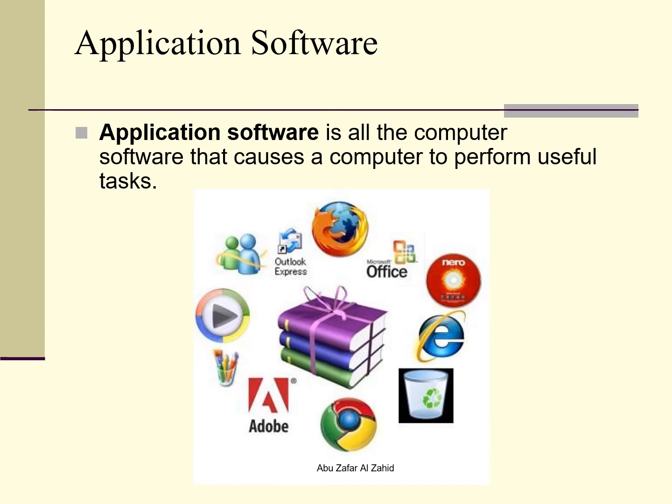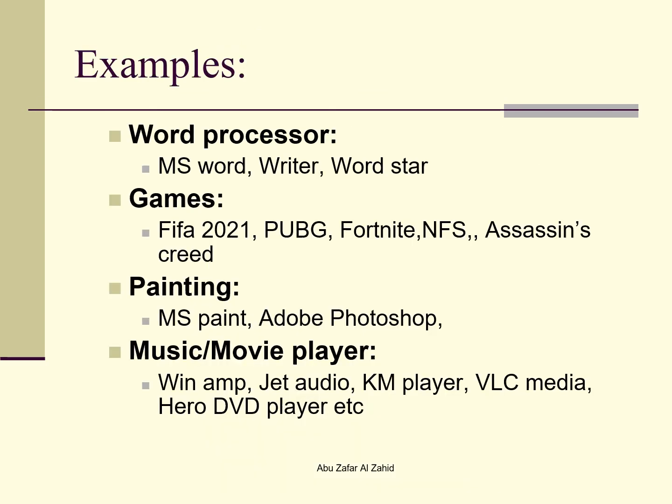Application software is all the computer software that causes a computer to perform useful tasks. Here are examples of application software. For word processing, we use MS Word, Writer, WordStar, etc. For gaming, we use FIFA 2012, PUBG, etc. For painting, we use MS Paint, Adobe Photoshop, etc. For music and movie players, we use VLC Media, Cam Player, Jet Audio, etc.